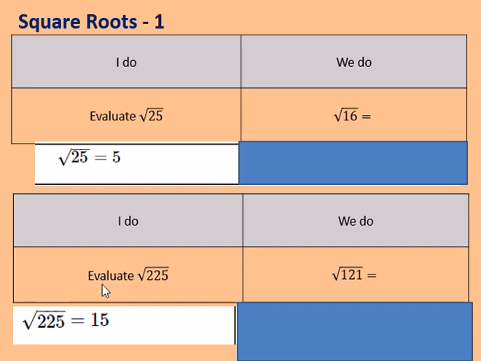Now for the second one, evaluate square root of 225. Again, I need to find the number that times by itself to make 225. And I know 15 times 15 makes 225. So the square root of 225 must be 15.